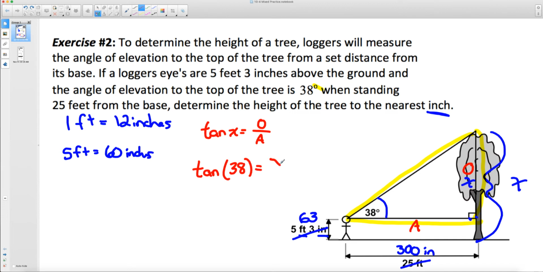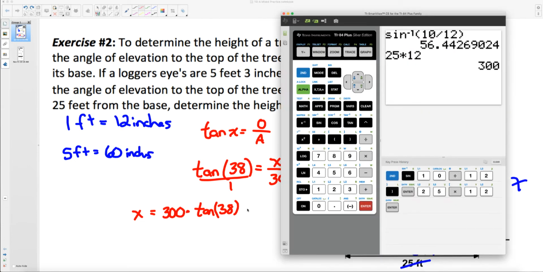The opposite we don't know, we'll call that x, and the adjacent is 300 inches. Put this over 1 and cross multiply. So x equals 300 times the tan of 38 degrees. Go over to the calculator. Could just type that straight in. 300 times tan of 38.